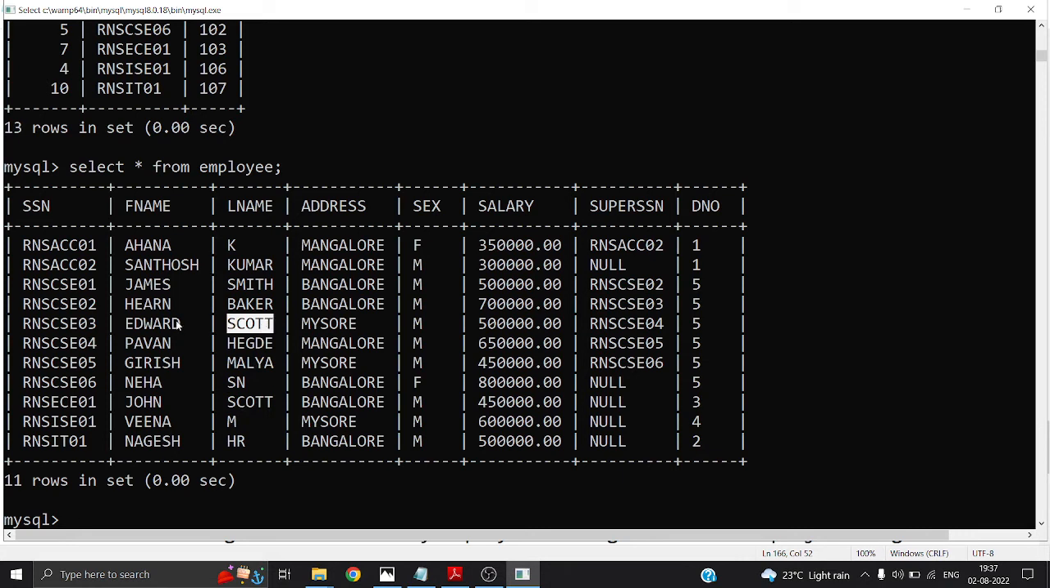For this Scott, the name of the employee is Edward. For this Scott, the name of the employee is John. Edward Scott as well as John Scott, these two are the employees. Among these two employees, again we need to understand who is the worker as well as who is the manager. To get the information about the manager, again we need to look into the table.